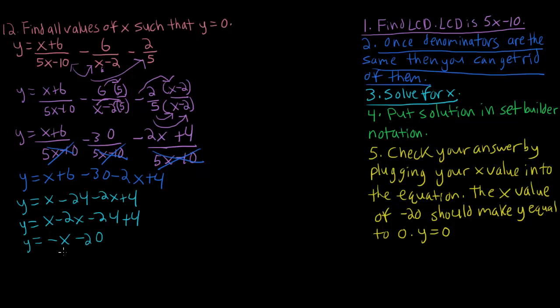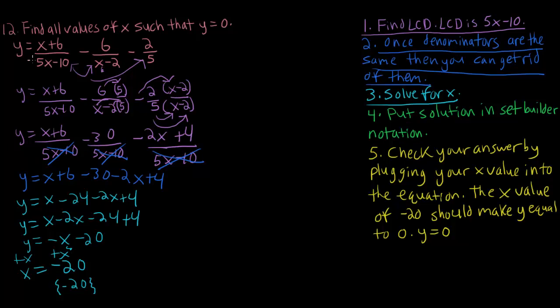And then if we have negative x, we want to get x by itself. We just add x to both sides. And we end up with x equals negative 20, which we put in the curly brackets. So we have negative 20.